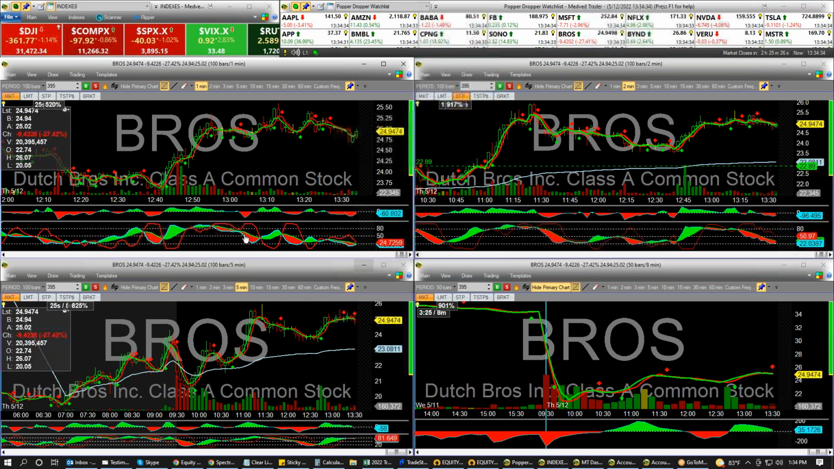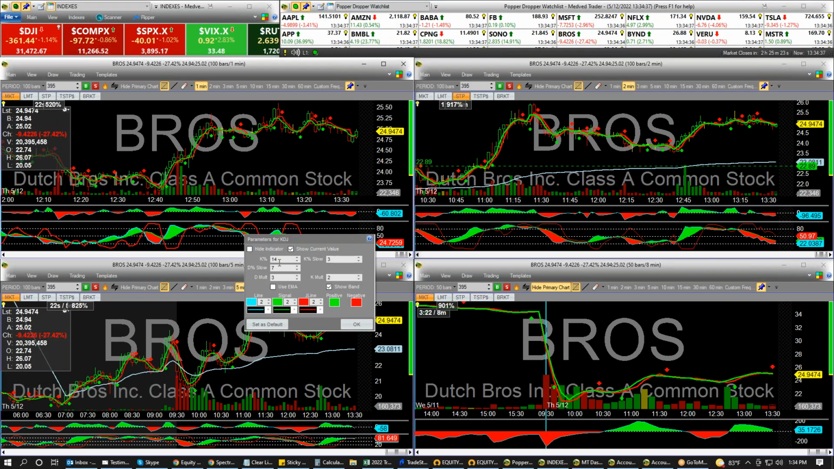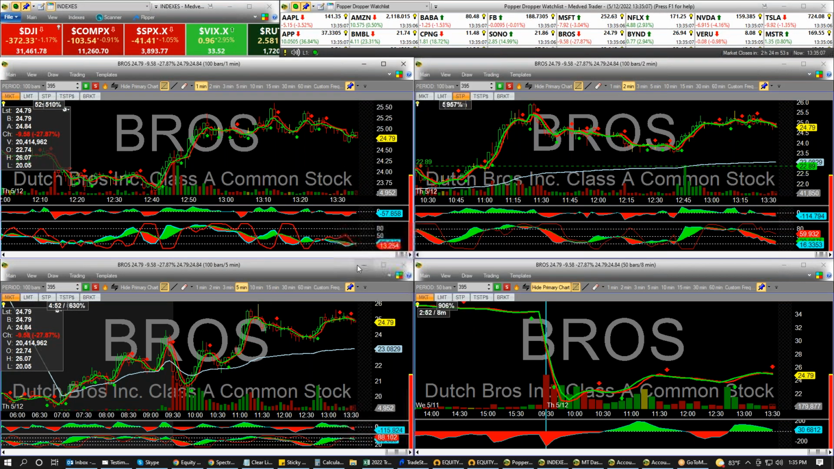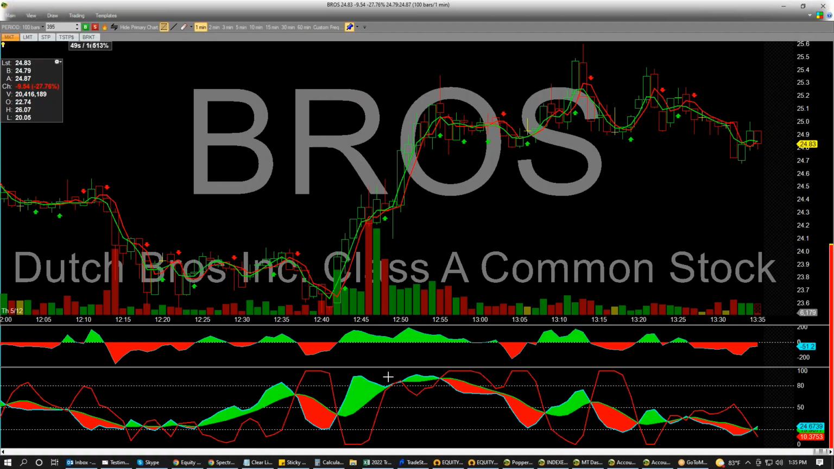KDJ is also an overbought oversold indicator. I haven't changed any of the preset settings from Medved. K percent 14, D percent slow is 7, D 3, K percent slow 3, and K 2. This is basically a modified stochastic. It's a type of a stochastic, the KDJ. Again, giving you overbought and oversold. So when it goes into the green and starts going up near the highs, it becomes overbought. When it starts going down and into the red, it starts to become oversold.